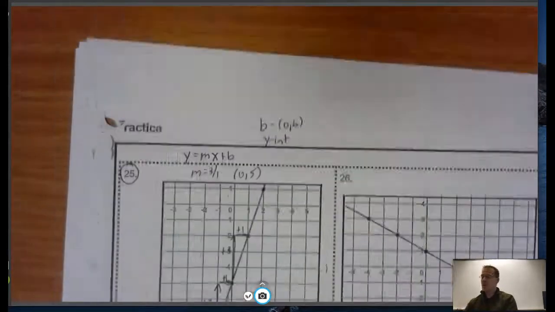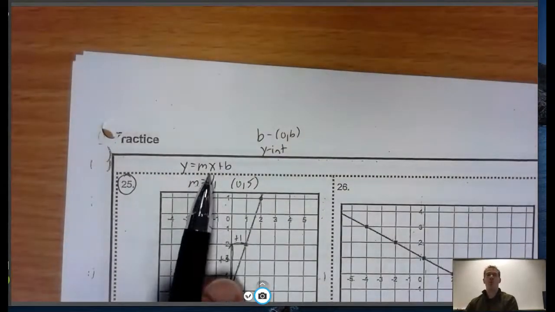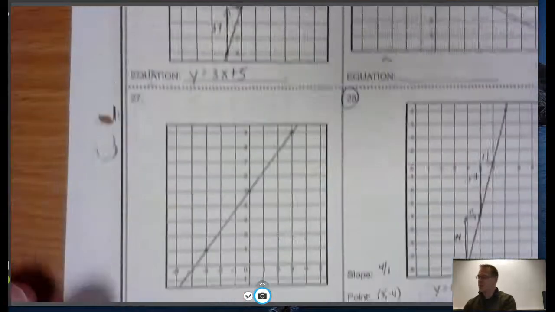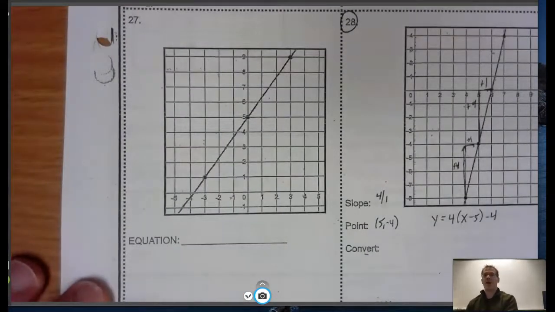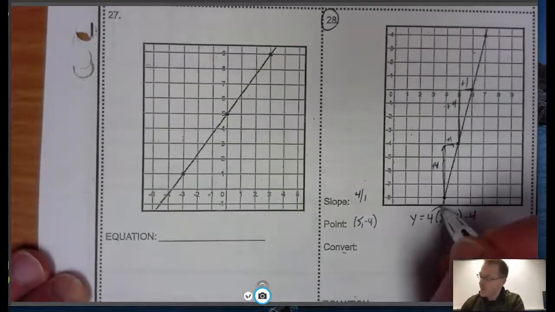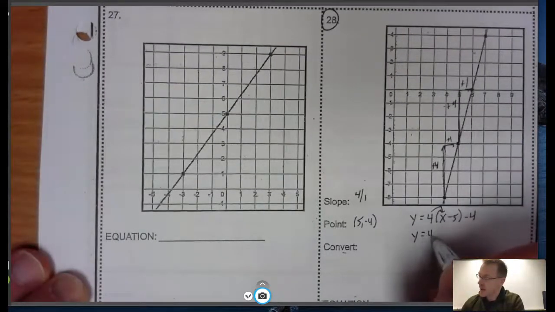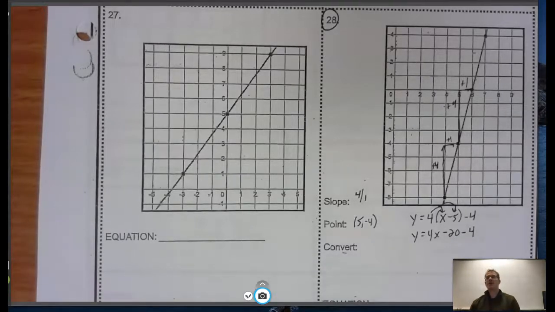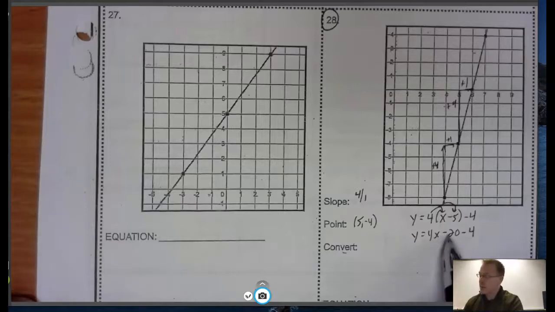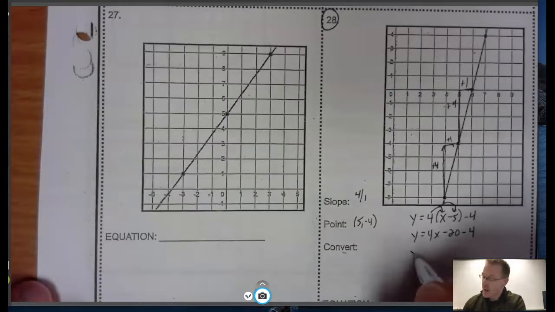And notice when we go back to slope-intercept form here, there are no parentheses. So what we want to do is distribute first and go ahead and get rid of the parentheses in this problem. So 4 times x is 4x. And then 4 times negative 5, that's negative 20, and I can bring down that negative 4 that's on the outside. And now notice I have 2 like terms hanging out here. I've got negative 20 and negative 4. So I can combine those.